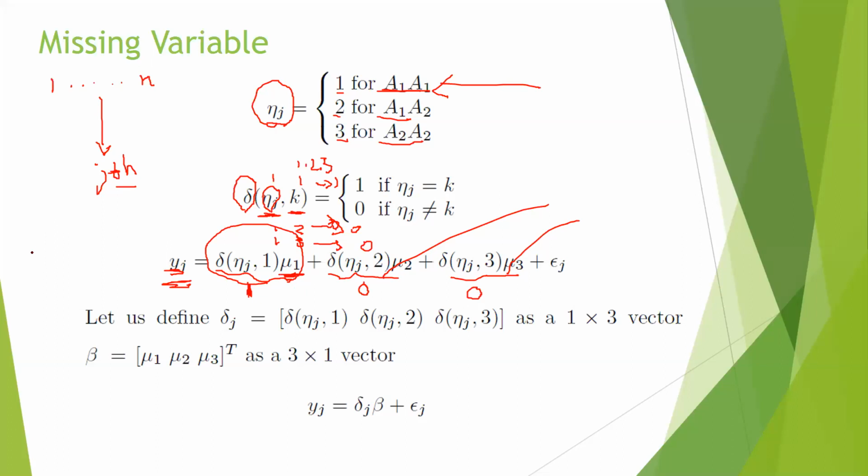Okay, let's look at another individual. If this one comes from the 3rd population, in this case this one will become 0, right?